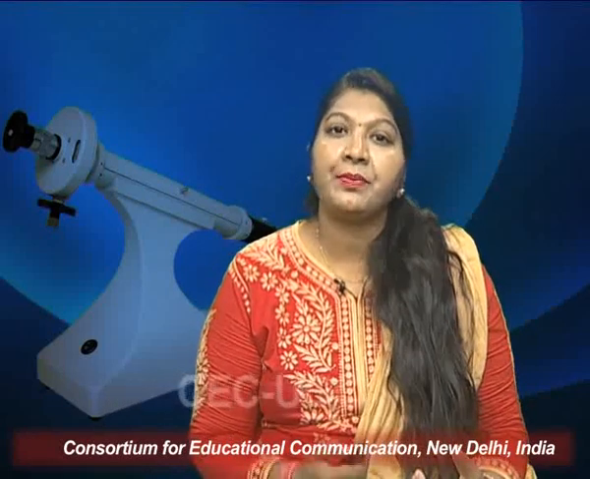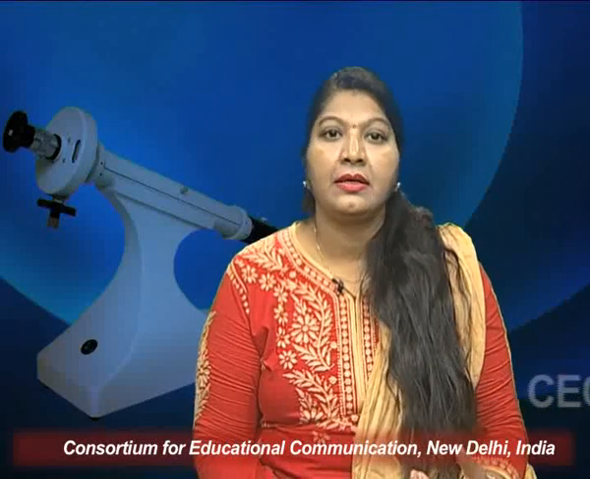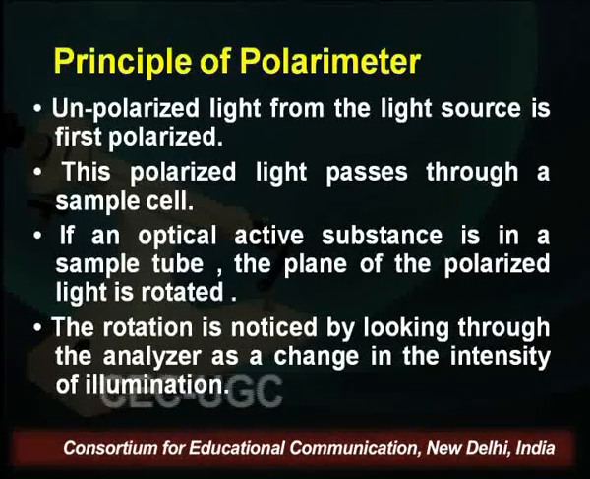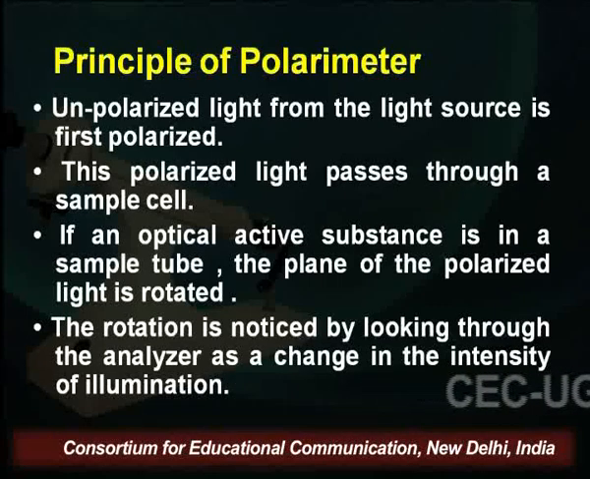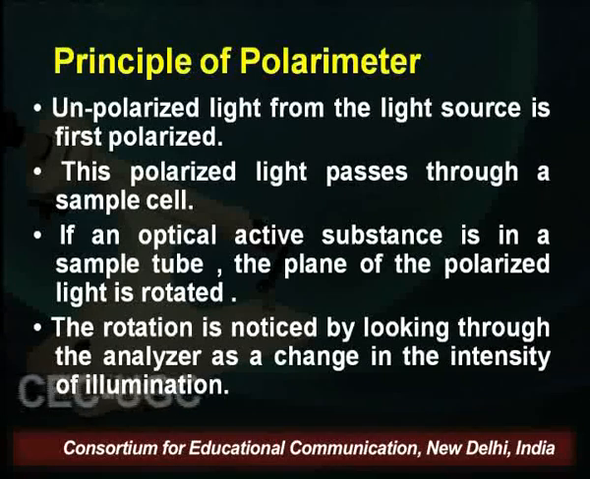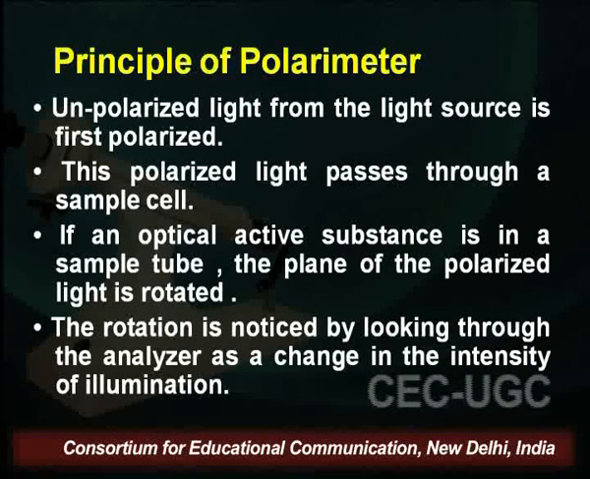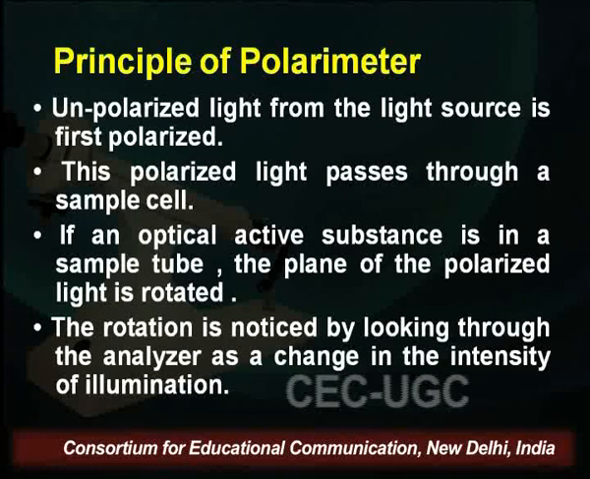What is the principle behind the polarimeter? It converts unpolarized light into polarized light. Unpolarized light from the light source is first converted into polarized light. This polarized light passes through the sample cell, which contains the optically active substances. Then the plane of polarized light is rotated because of the optically active substance molecules.